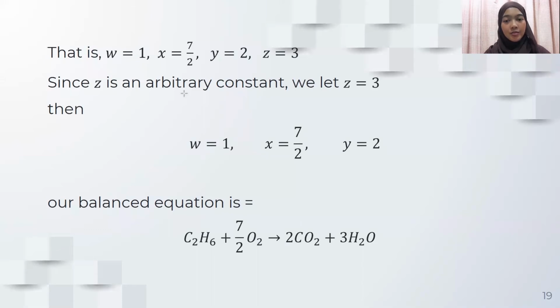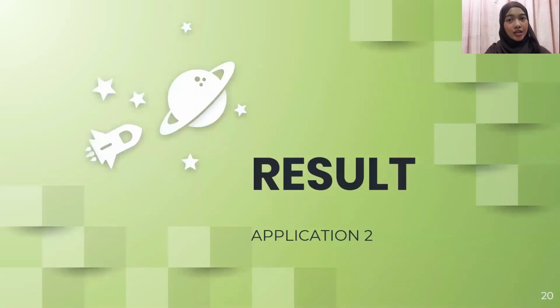Since w is an arbitrary constant, we let w equal 1. So we get w equals 1, x equals 7 over 2, y equals 2, and z equals 3. So our balanced equation is C2H6 plus 7/2 O2 gives 2CO2 plus 3H2O. That is the answer for application 1. So now is the result for application 2.